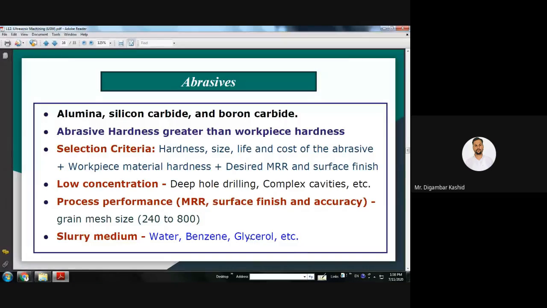Water is used because of low viscosity. But there is one more problem with water, that water corrodes the workpiece surface. Okay, so we should take care of that. We need to consider that.